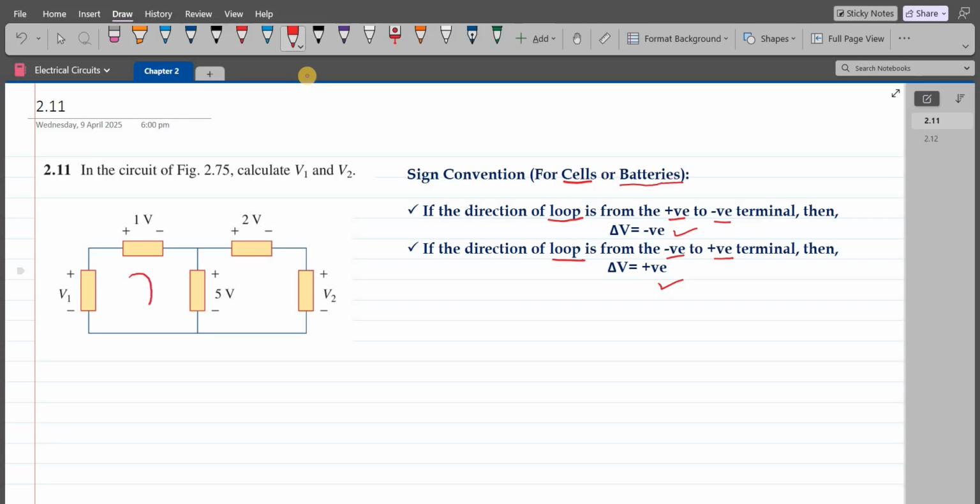So this is my loop 1 and this is my loop 2. I have considered the direction of both of the loops as clockwise, but if you want to, you can consider their directions as counterclockwise. They would still give you the same answer. So starting with loop 1.